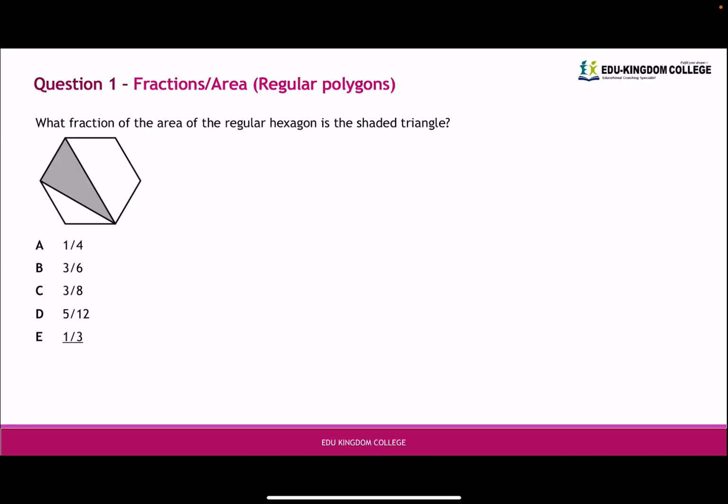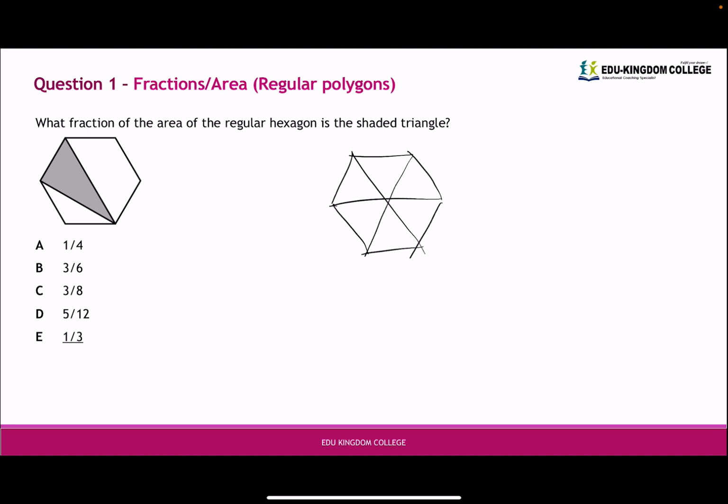Now let's get started with the solutions. We can see here this is an example of finding the area of a regular polygon. So let's draw a somewhat similar hexagon. What we want to do is split it through the center like we did in the examples. It's not perfect, but you get what I'm trying to do.